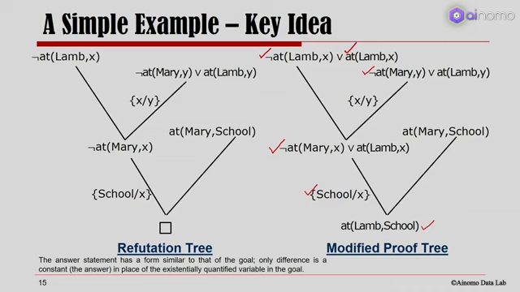This is interesting to note that the answer statement that I have got here is of the same form as that of the goal. Only difference is that now I have a constant here, school, in place of the existentially quantified variable in the goal, and this is the answer to the question, where is the lamb? So, I could say the lamb is at the school.